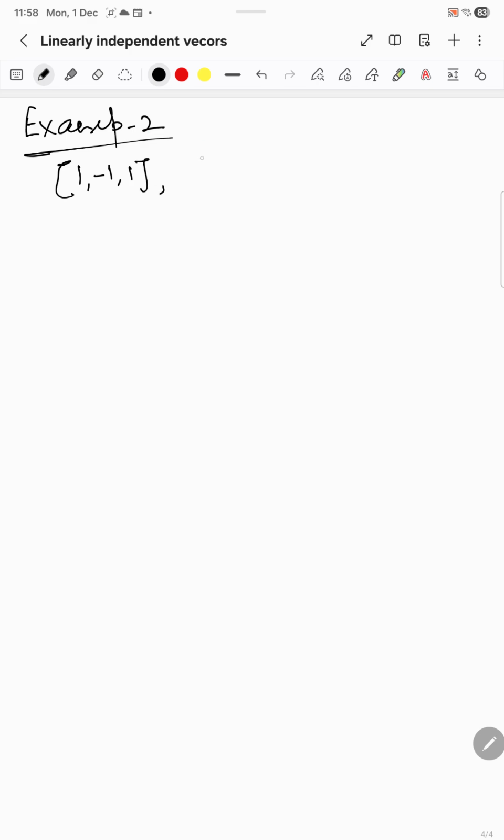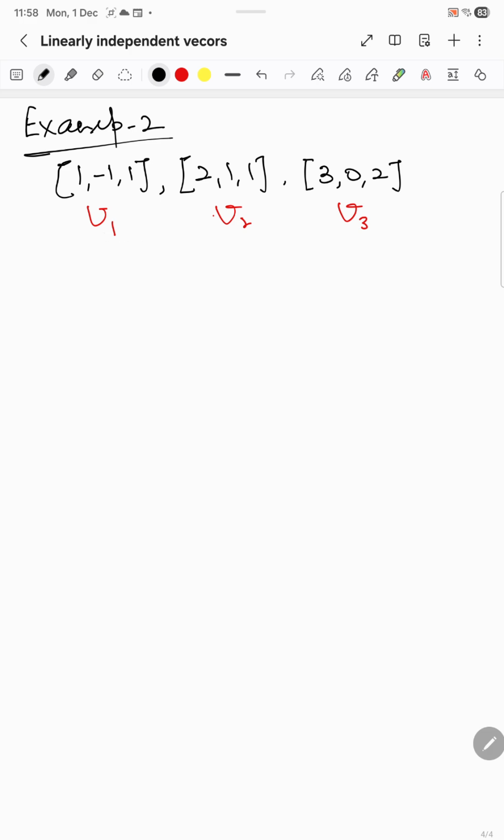Again, I am taking the case of vectors of R3. Let us consider the vectors 1, -1, 1, and we are having 2, 1, 1, and lastly we are having 3, 0 and 2. Let us mark this vector as v1, this as v2, and the last one as v3, right?